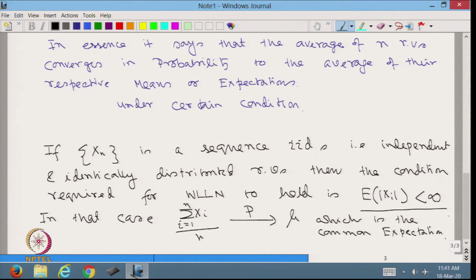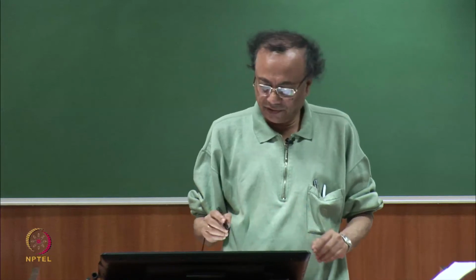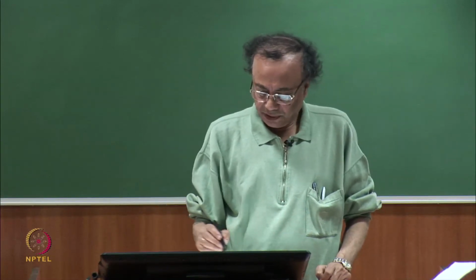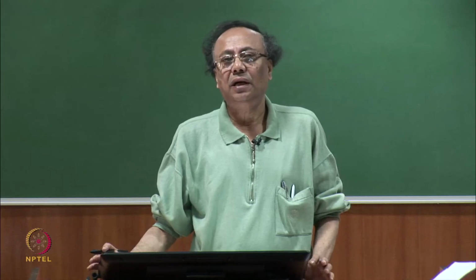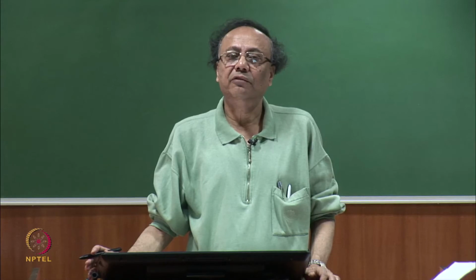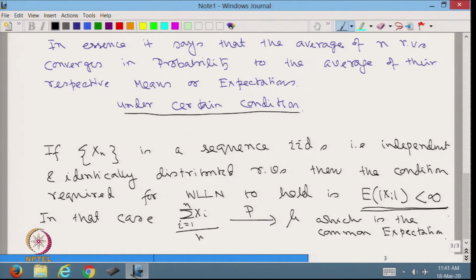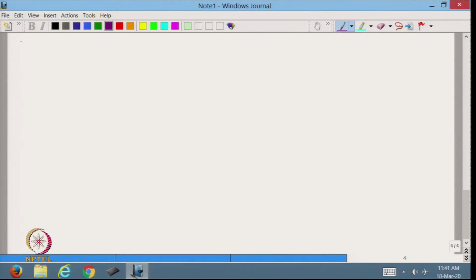In essence, what we are saying is that this one condition, that the expected value of mod Xi is finite, takes care of the rather more stringent condition that we need for a general scenario when X1, X2, ..., Xn are any arbitrary sequence of random variables. So, before we move further, let us consider one example.